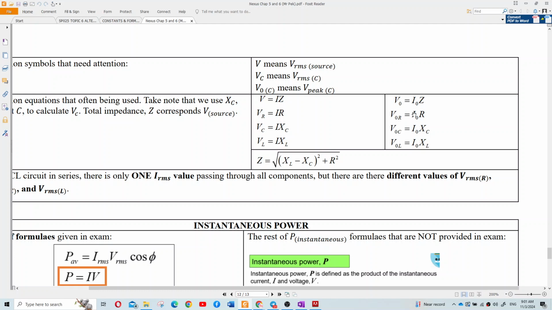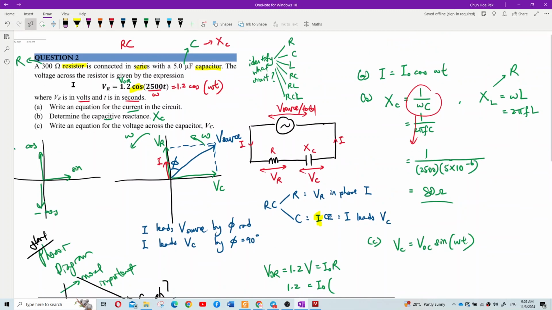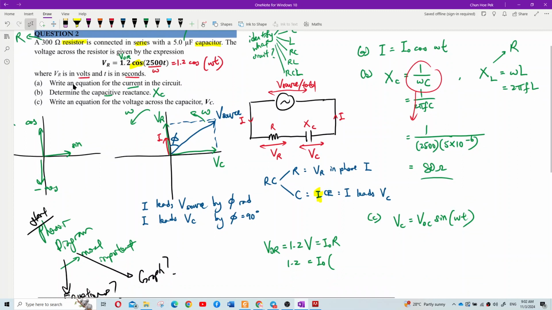I need the value of I naught. XC just now I got 80 ohm, right? Okay, so V naught R is I naught R. Let's do it. V naught R is what? I naught R. So 1.2 just now. R is what? R is 300 ohm. So what is I naught, class? Let's do it. I don't have my... Wait, let me find my calculator.